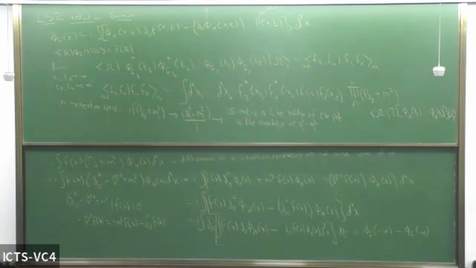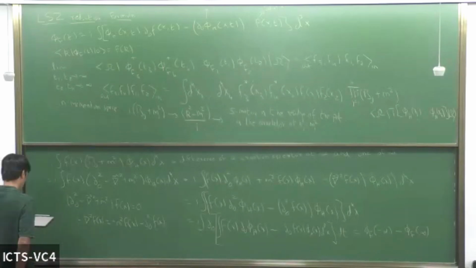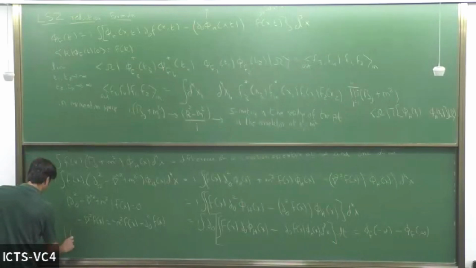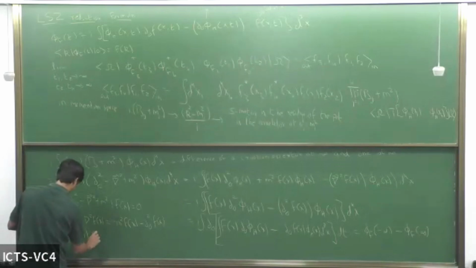Okay, good. So we have a similar result, of course, for f star of x, and that is that I into f star of x into box plus m squared.